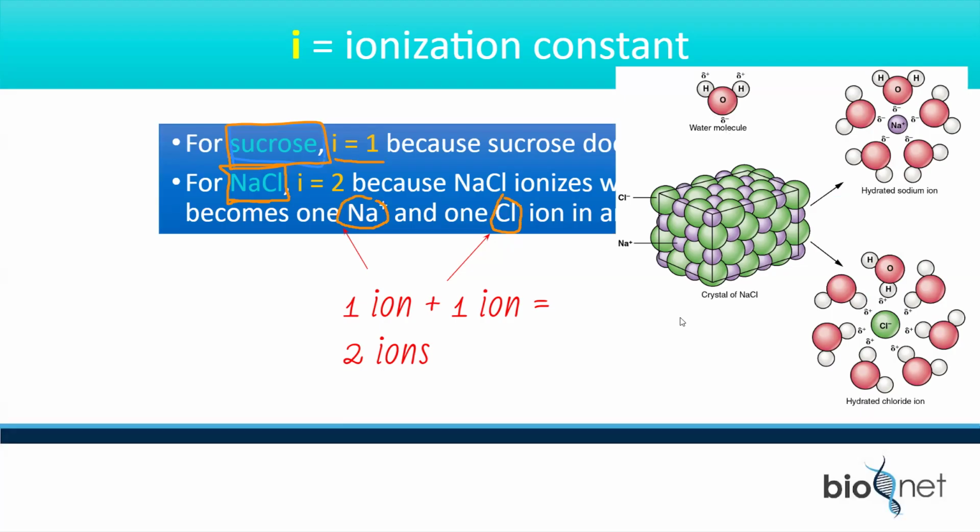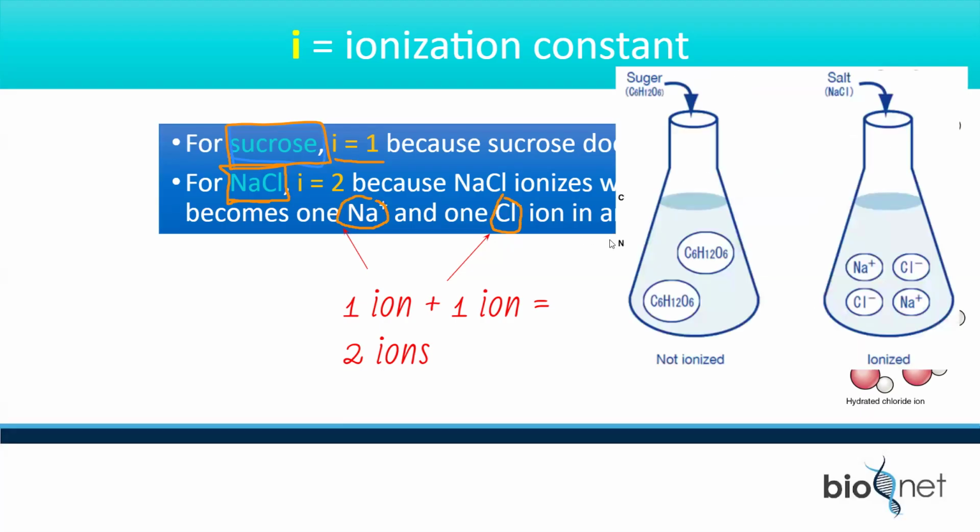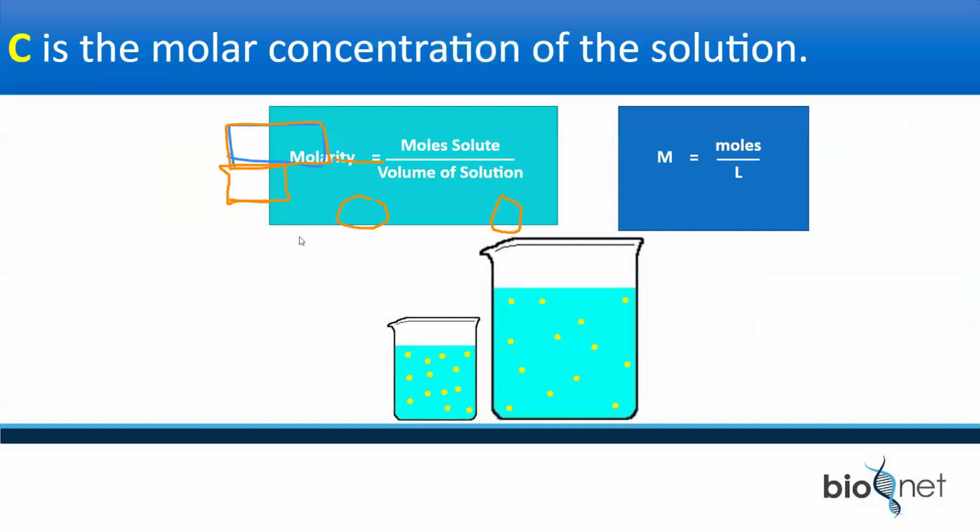And that's how it goes about dissolving. So there's two ions. That's why the ionization constant is 2. When you dissolve sugar or any type of sugar into water, it does not get ionized. It stays as one big molecule. So that is why sugar or sucrose or any of these sugars have an ionization constant of 1, and salt has an ionization constant of 2.